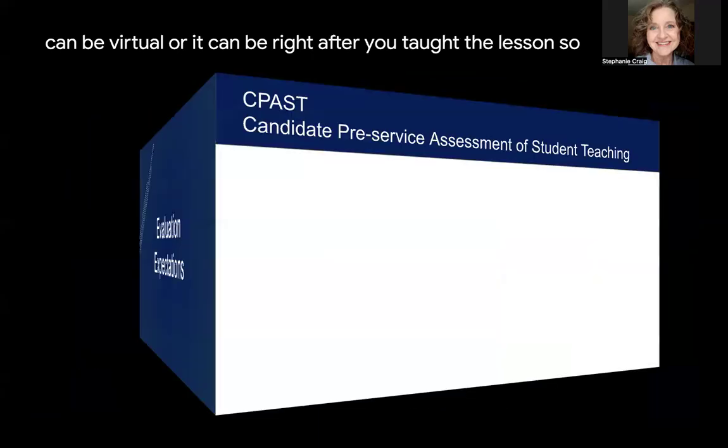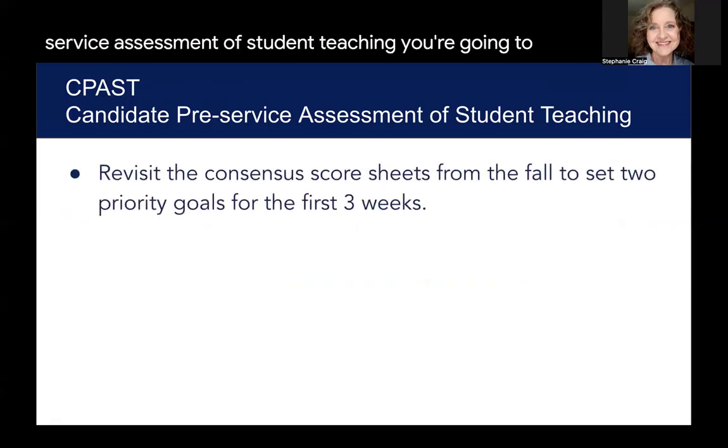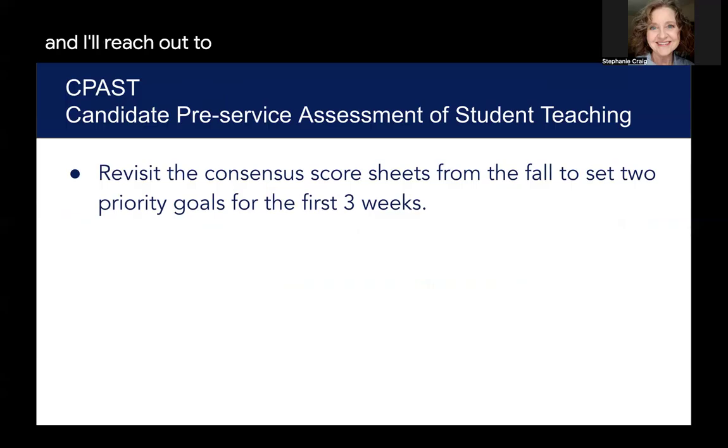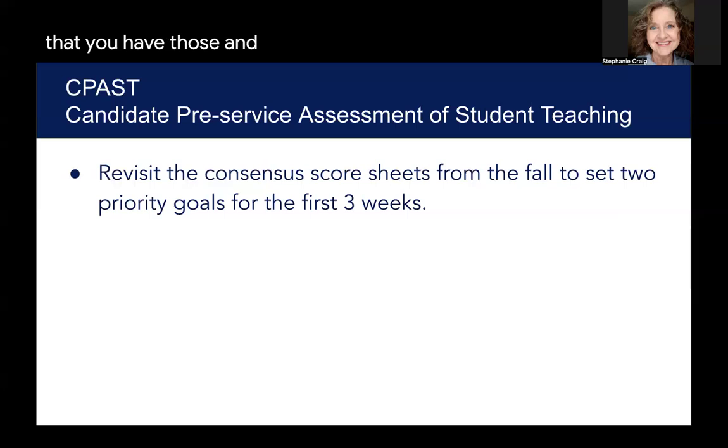So, evaluation expectations. The CPAST, which is an acronym for Candidate Pre-Service Assessment of Student Teaching. You're going to revisit the consensus score sheet from the fall. If you didn't get that, let me know and I'll reach out to whoever was checking in on you in the fall. And you're going to set 2 priority goals for the first 3 weeks. It's important that you have those, and probably you were already asked to set those goals.